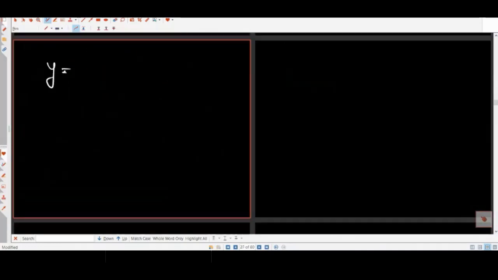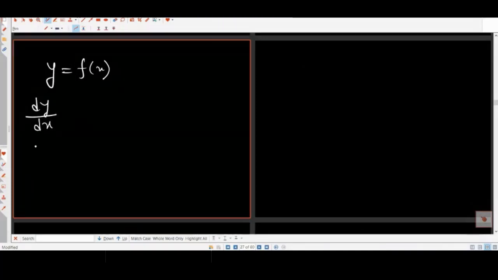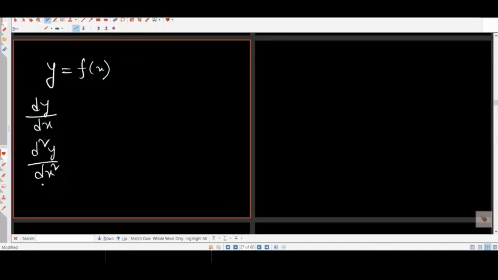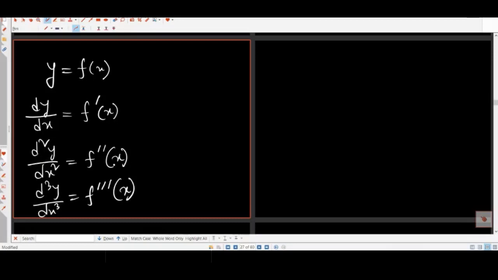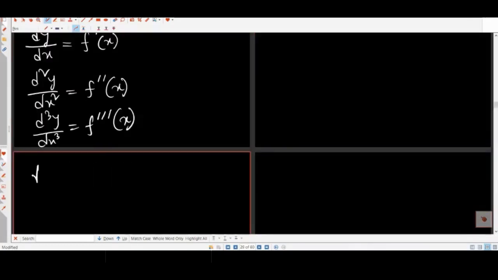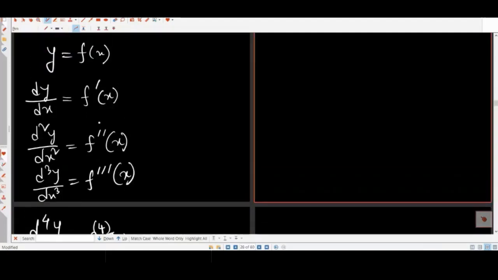So suppose we have y equals f of x, then the first derivative is denoted by dy dx. Second derivative is by this one. Third derivative is by this symbol. And if we use prime notation, the first derivative of f of x will be denoted by f prime x. Second derivative will be f double prime x. Third derivative will be f triple prime x. Similarly, fourth derivative will be by this symbol, and fourth derivative of x. Here you can see that I have written 4 in the parenthesis. So that denotes the order of the derivative. How many times you are going to differentiate.